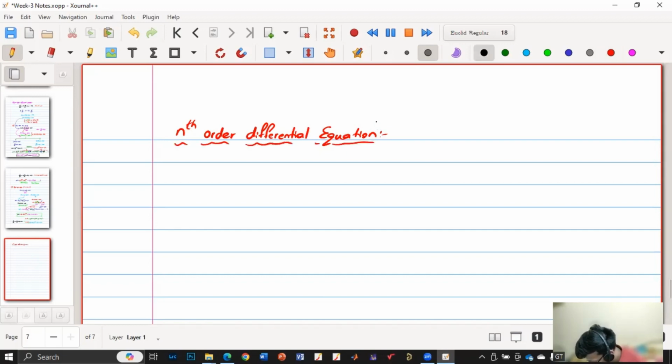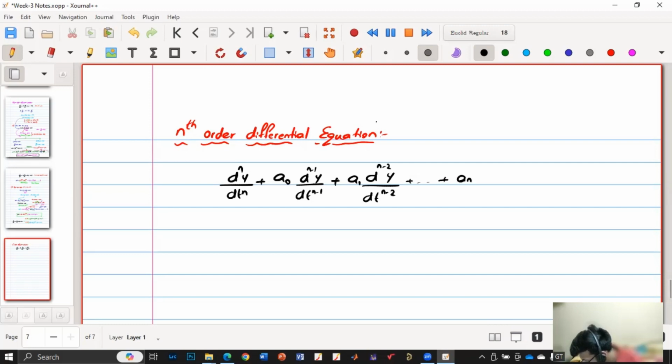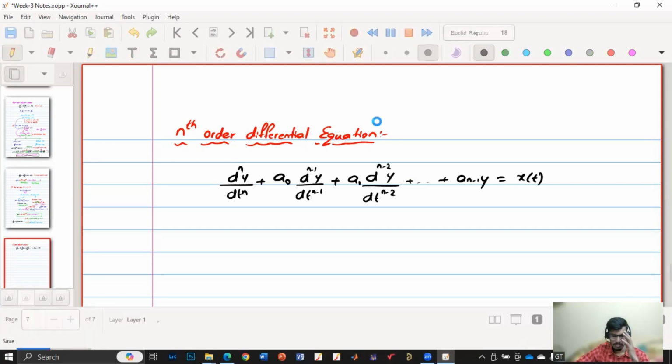So the nth order differential equation will be something like this: d^n y by dt^n plus a0 d^(n-1) y by dt^(n-1) plus a1 d^(n-2) y by dt^(n-2) plus up to so on plus a(n-1) y is equal to x of t. So this is the nth order differential equation. Now you tell me how to write the expression.